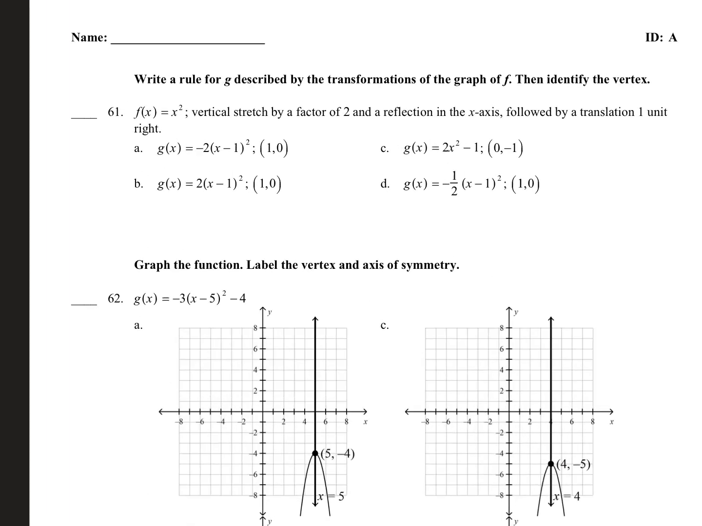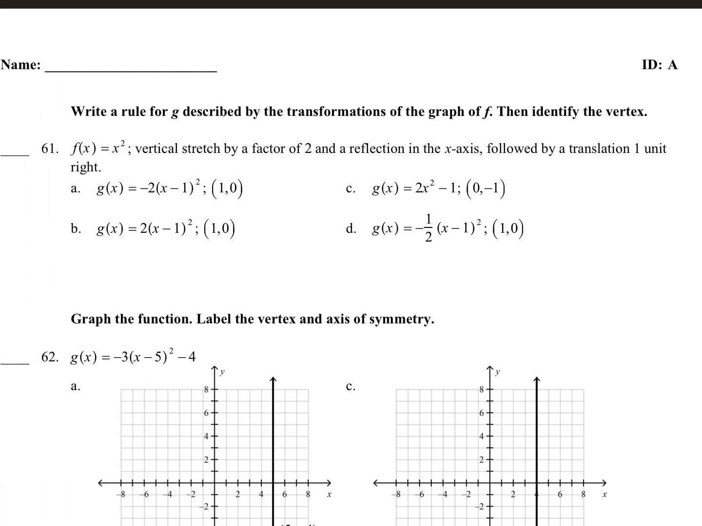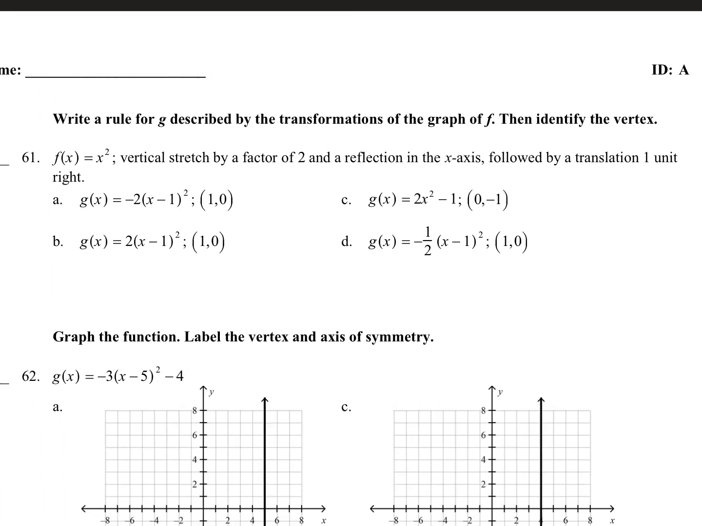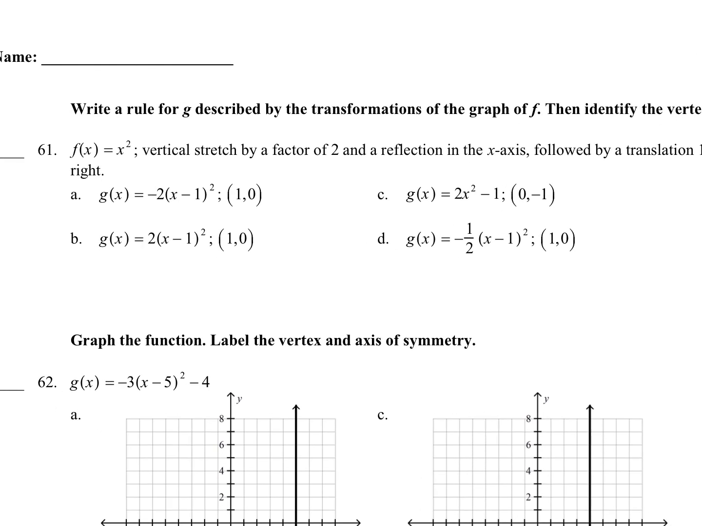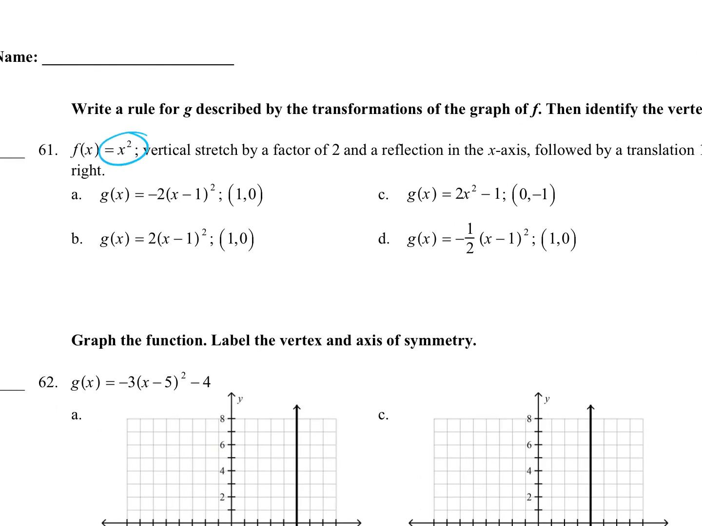All right, 61. It says write a rule for G described by the transformation of the graph of F, and then identify the vertex. So we're starting with an x squared graph, and we just apply our transformations one at a time in the order that it says. So how would I show a vertical stretch by a factor of 2? So I'm multiplying the 2 to the outside. So it's 2 times the x squared.